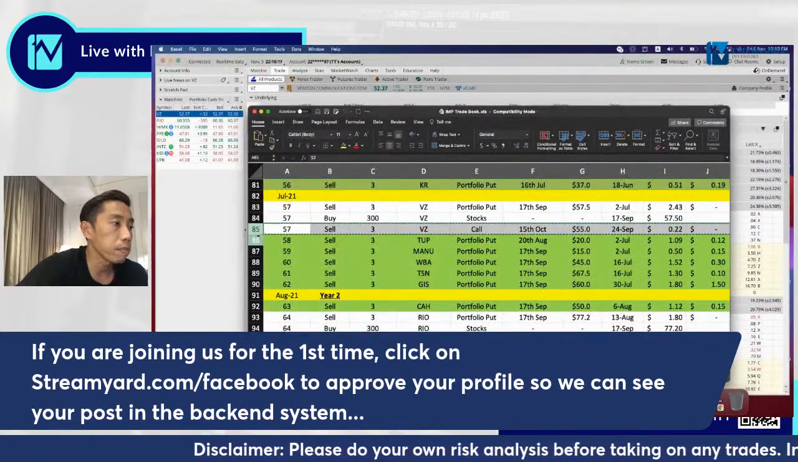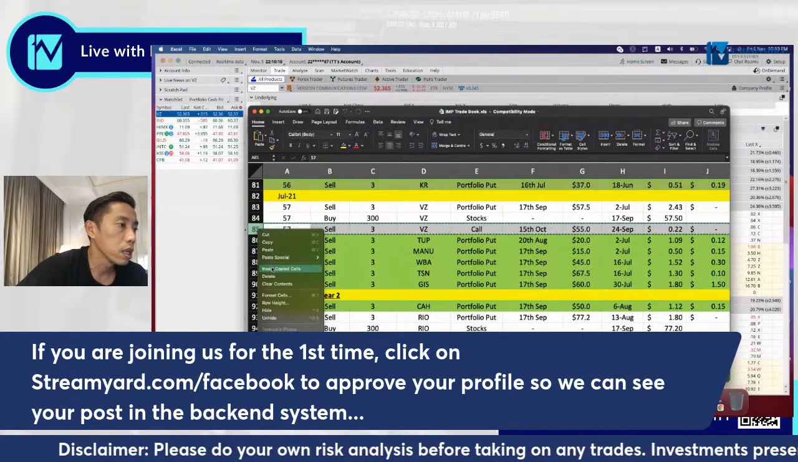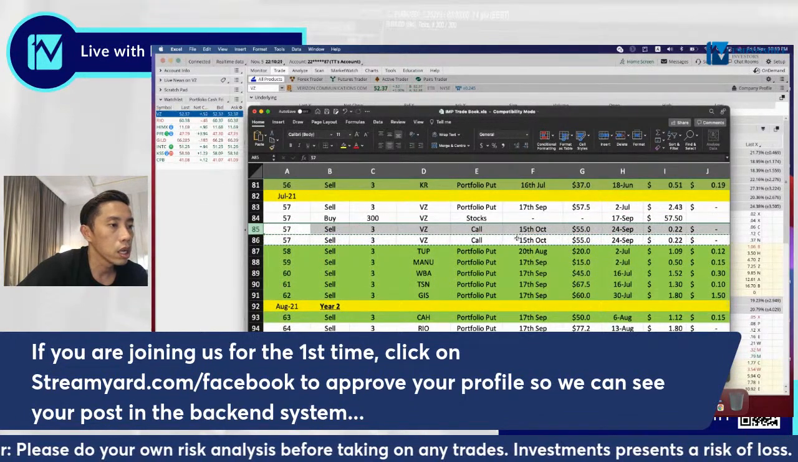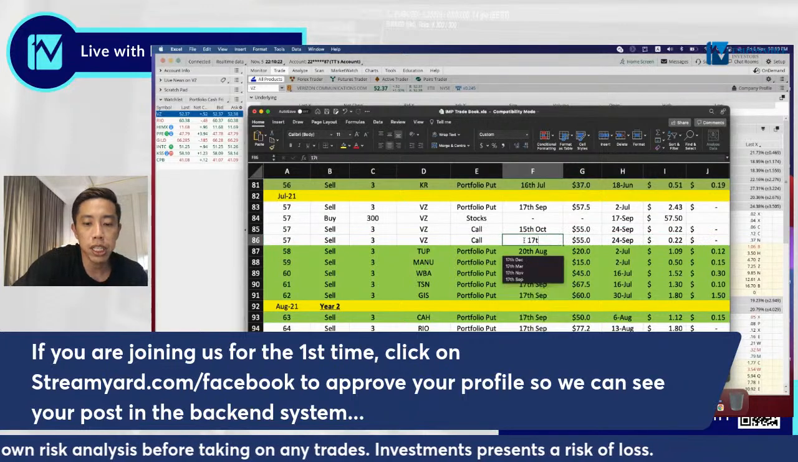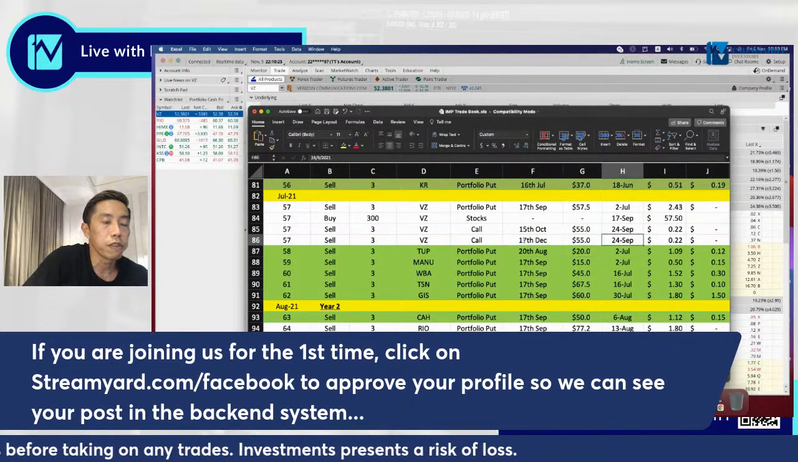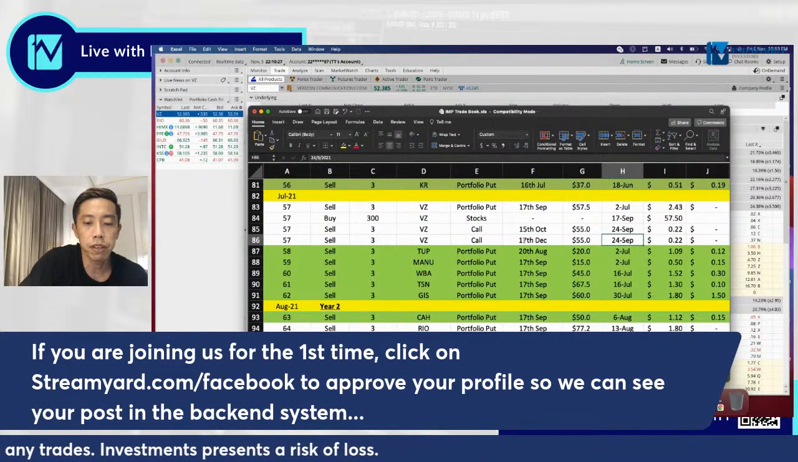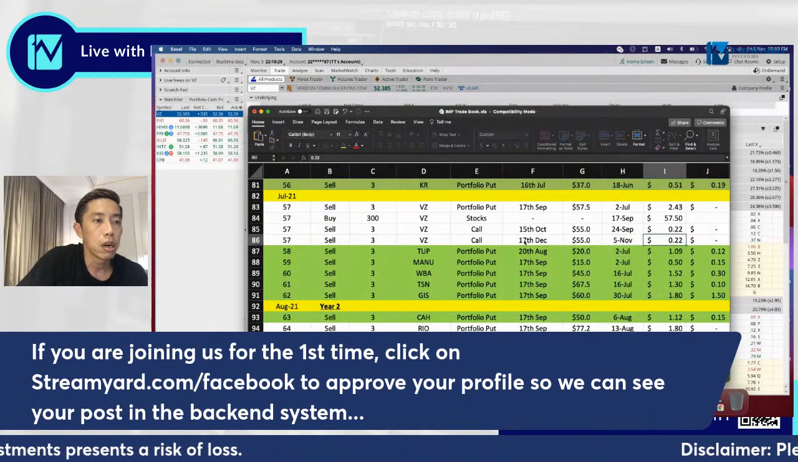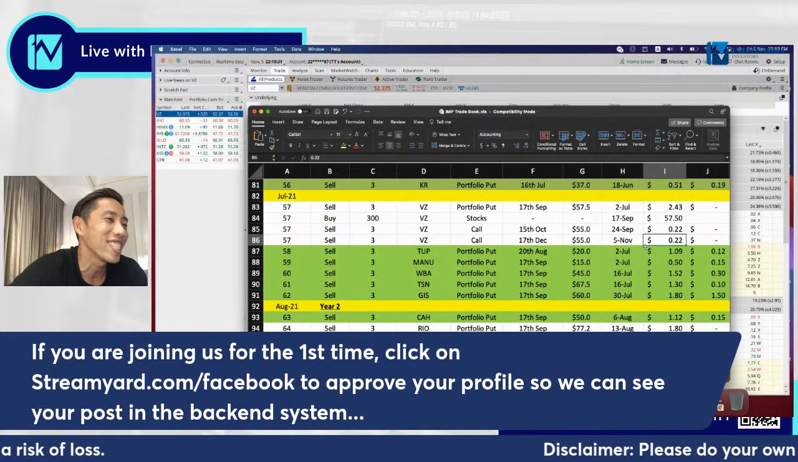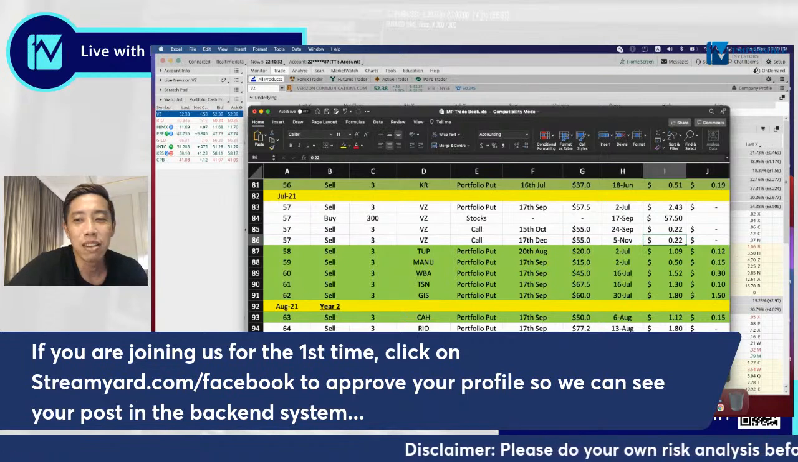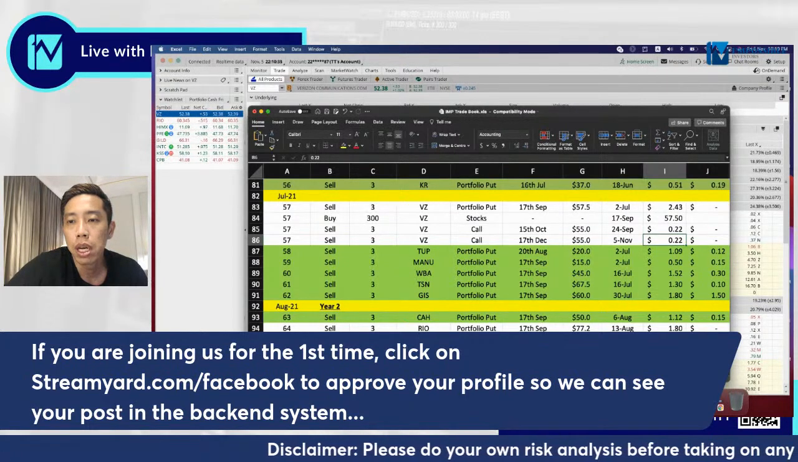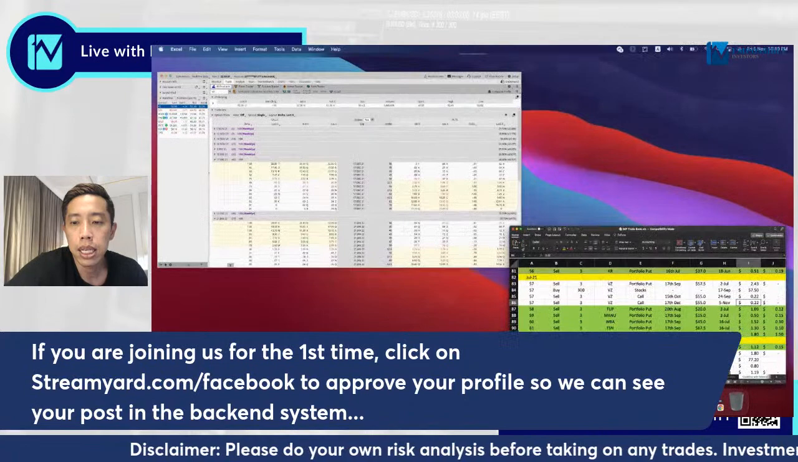So let's add that up. This is going to be a 17 December expiry, 55 call. We're doing it on 5th of November, and we just added another 22 cents. It's exactly the same. Now I've added that portfolio cash flow.